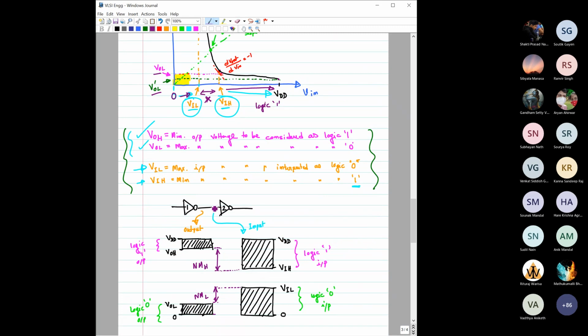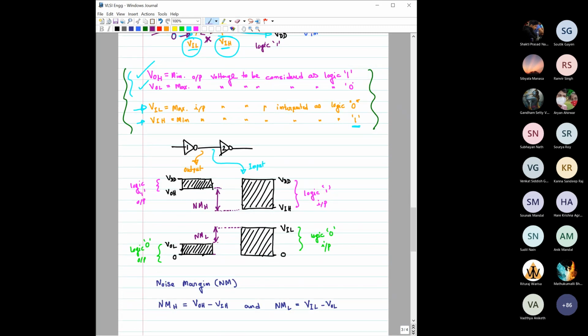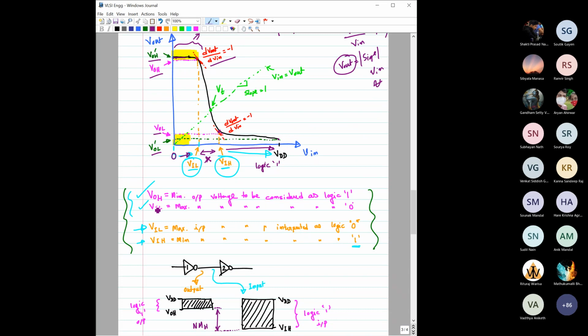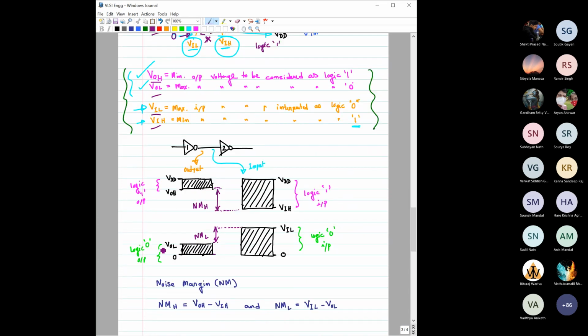Okay, so if the definition of these four terms is clear to you, then probably you can also understand this thing very quickly. See, this is very easy. Say, one inverter is driving another inverter. So you have termed them as inverter 1 and inverter 2. This is inverter 1, this is inverter 2, right? And let us focus only here, not at this input side, only at this output side.